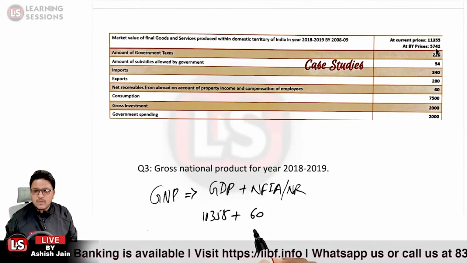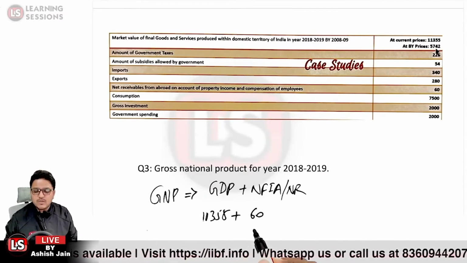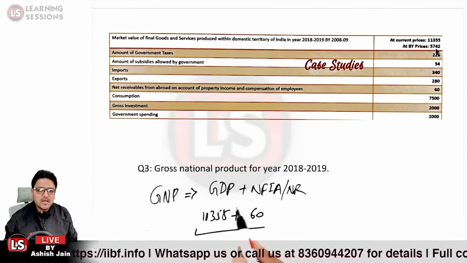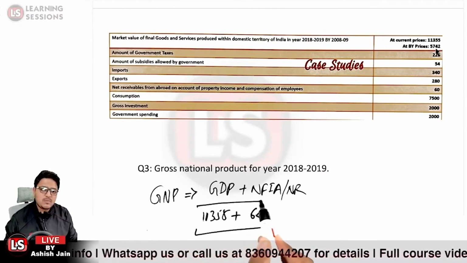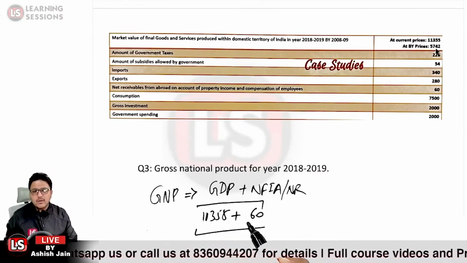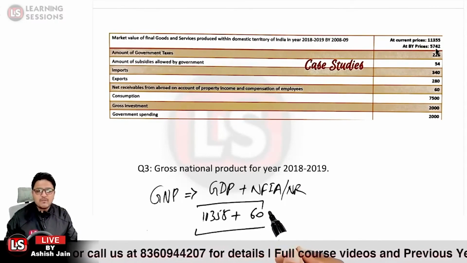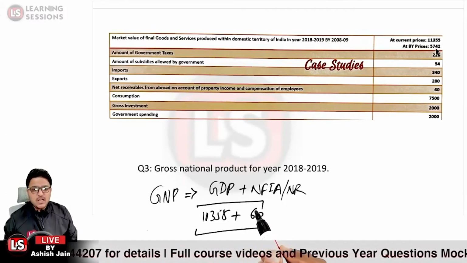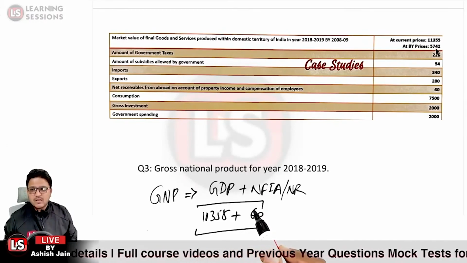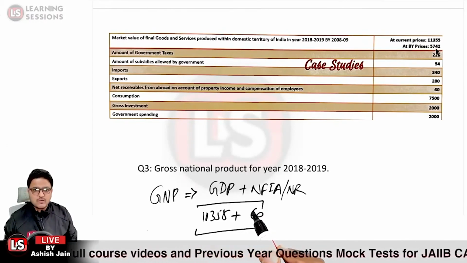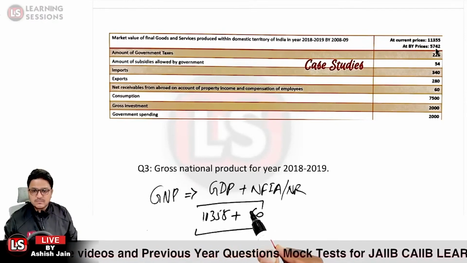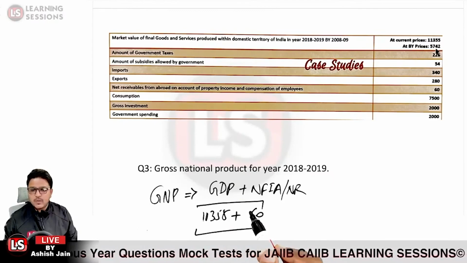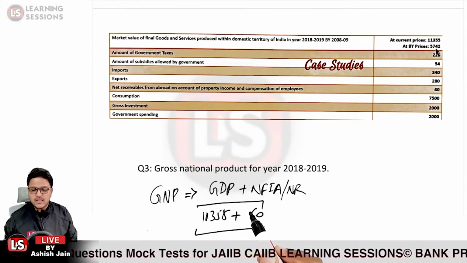So what would be the answer related to it? If simply it is asked that you need to calculate the GNP, the answer is 11355 plus 60. But in this particular case, the GDP that we calculated over here is not considering the export or import factor. So what would be the answer related to it? Kindly please do let me know at the earliest.